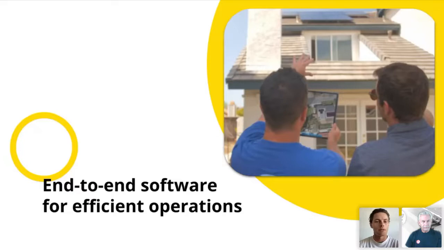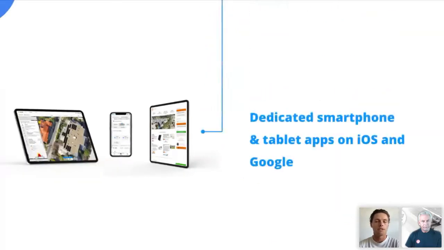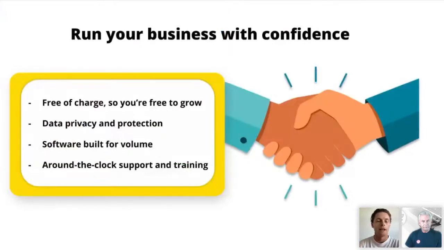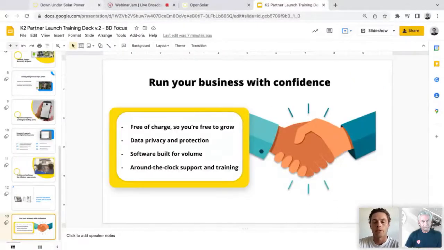Lastly, just to sum us up, really, we're an end-to-end software for efficient operations. You can access OpenSolar on your desktop device or else on your tablet or mobile as well. So from the iOS, Google, and Android stores, you can get it there. You can run your business with confidence, of course, using OpenSolar because we're free. We respect your data. We are built for volume, and you have a dedicated global support team to help out along the way as well. So it's just a quick summary on who we are, but I'll jump into OpenSolar itself now and just give you a quick run through here.